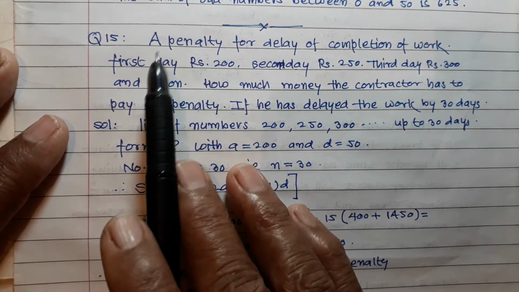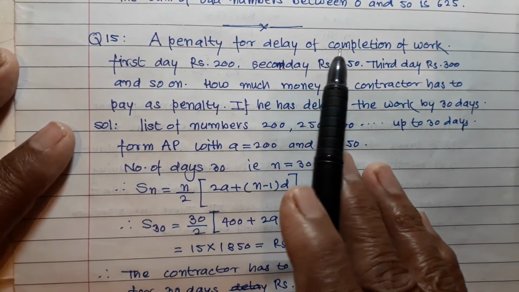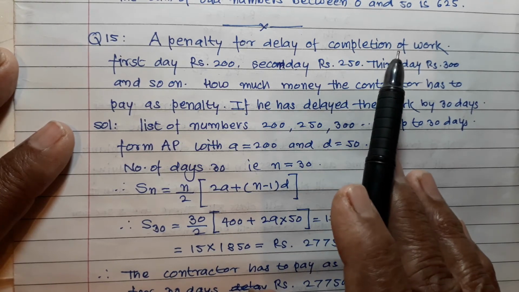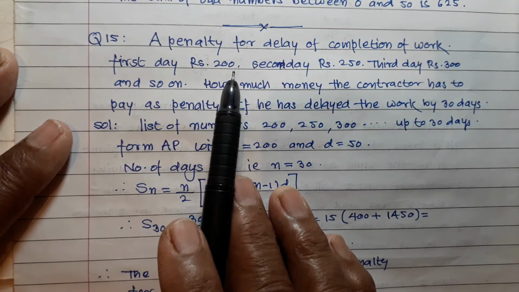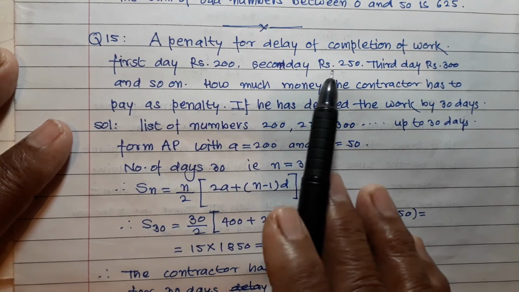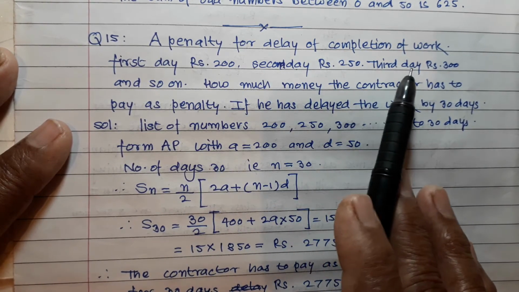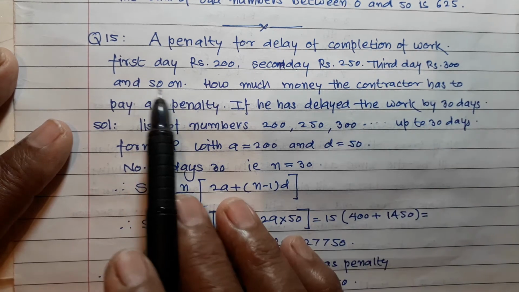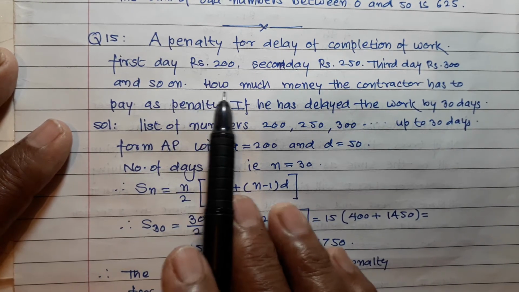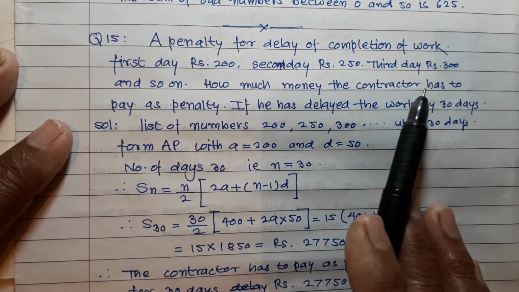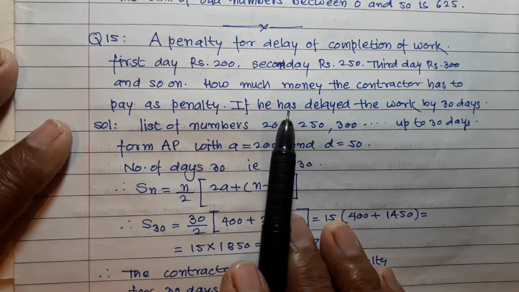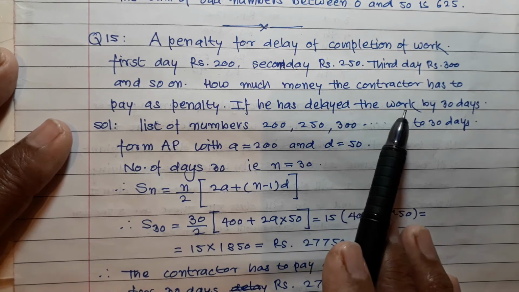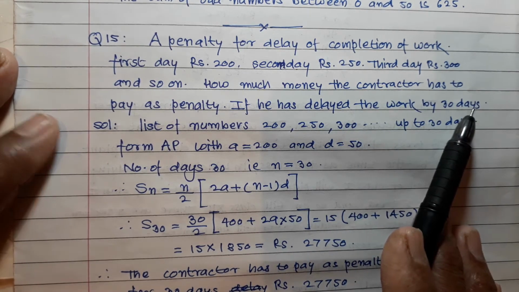A penalty for delay of completion of work: first day rupees 200, second day rupees 250, third day rupees 300 and so on. How much money the contractor has to pay as penalty if he has delayed the work by 30 days? Okay.